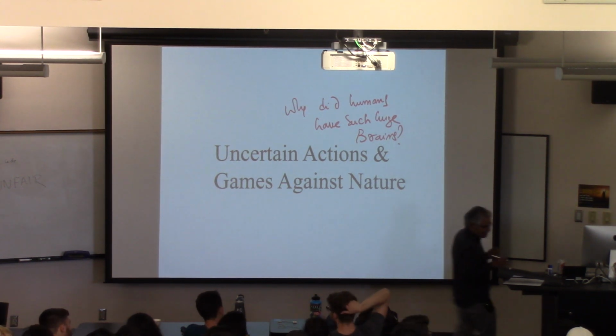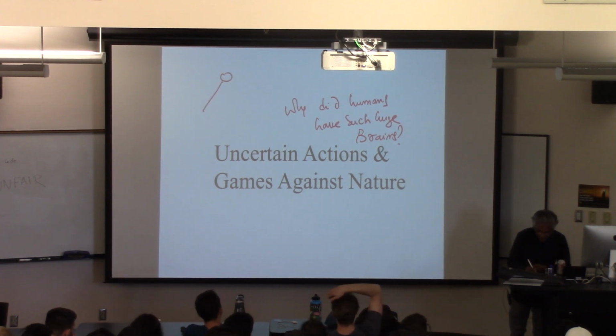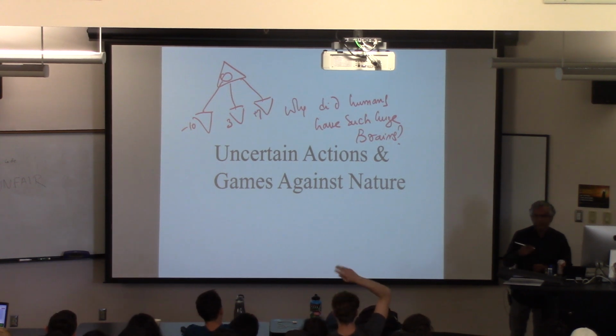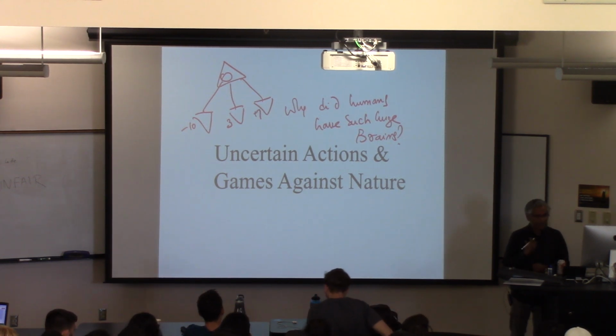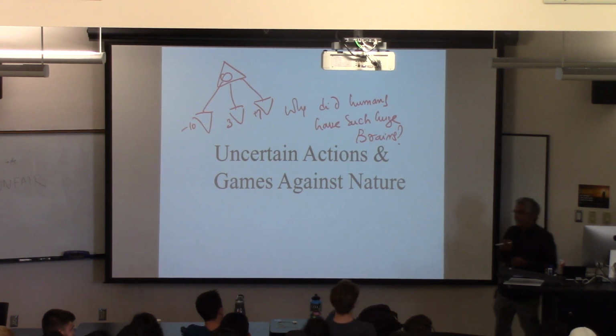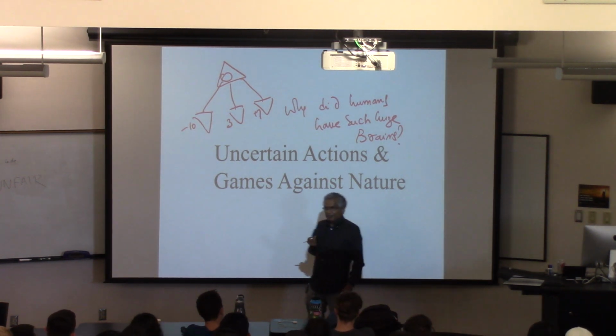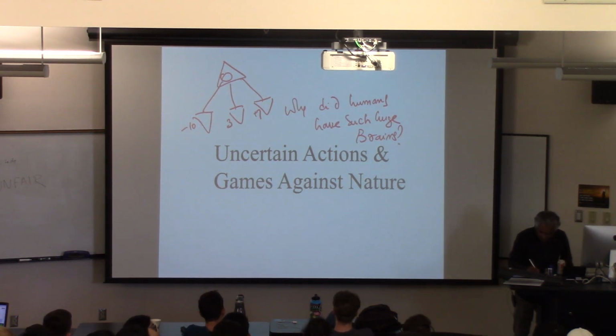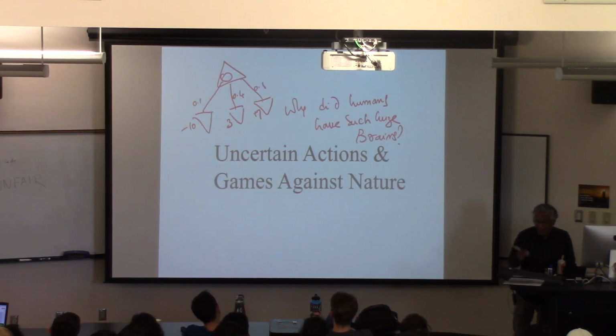So here is my point. Suppose I have my max node. There are three things that can happen. This will happen with minus 10, this happens with plus 3, this will be plus 7, for me. And if I'm playing against nature, and I computed some probabilities as to how often these things happen, I might have found, oh, this is happening 0.1 of the time, this is happening 0.4, this is happening 0.5.